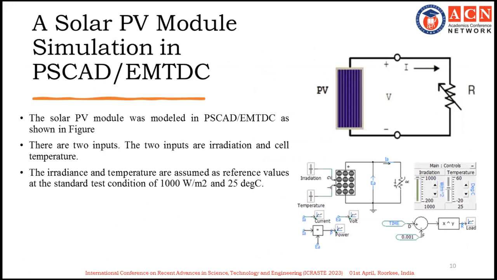This slide presents the simulation of the solar PV module in ESCI. The solar PV module was modeled in ESCI as shown in the figure. There are two inputs: irradiation and temperature. The irradiance and temperature are assumed at the standard condition, 1000 watt per meter square and 25 degrees C.